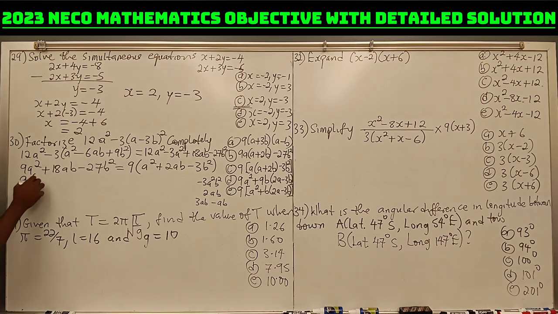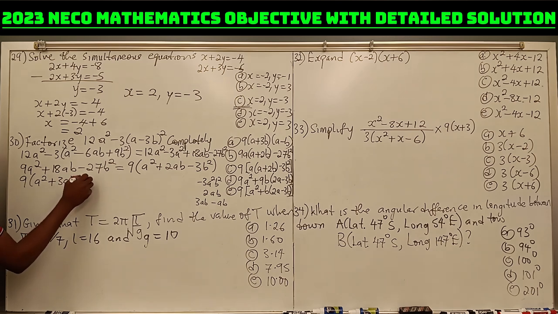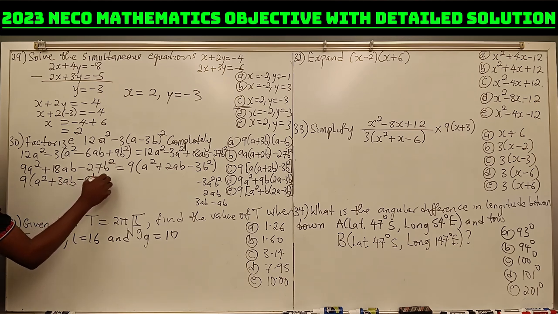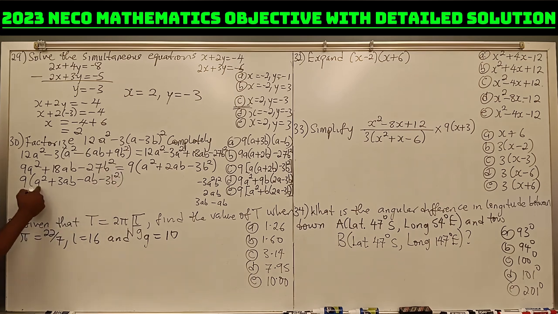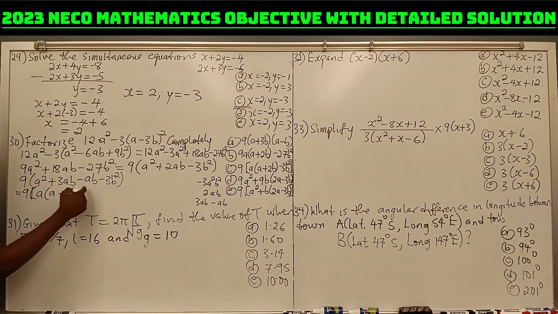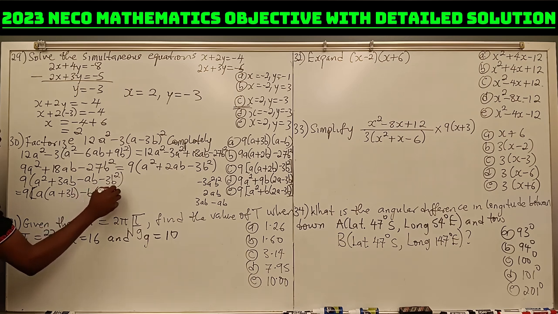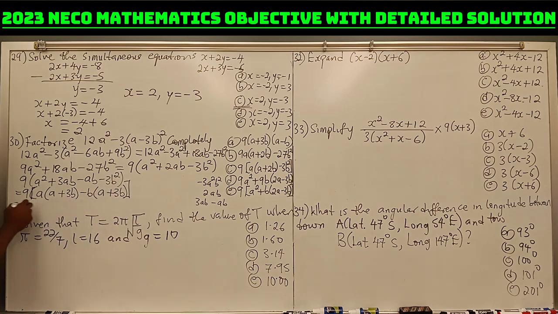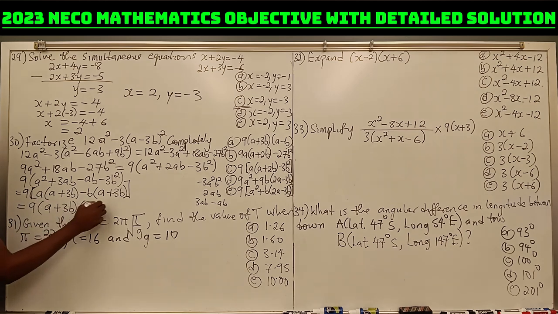So in place of 2ab, I'll replace it with 3ab minus ab. So we'll have 9 bracket a squared plus 3ab minus ab minus 3b squared. So what is common here is a. This will be 9 brackets a. We are left with a plus 3b. What is common here is minus b. Minus b, I'm left with a plus 3b. So this will be a plus 3b factorized out, and what is remaining is a minus b.